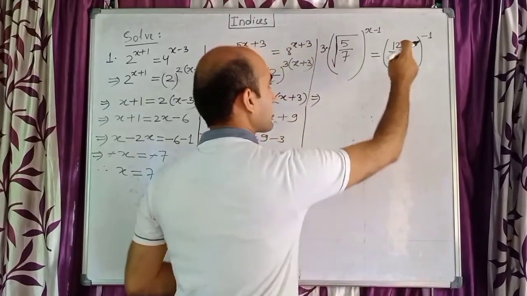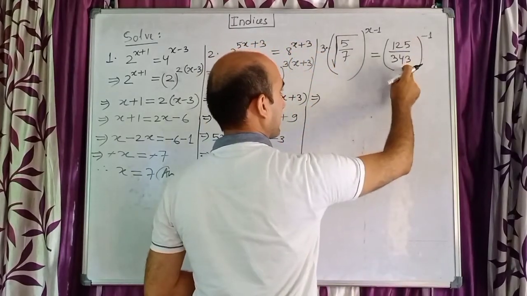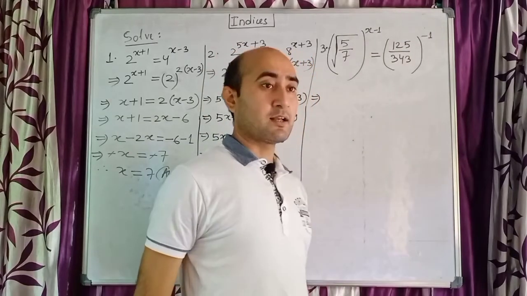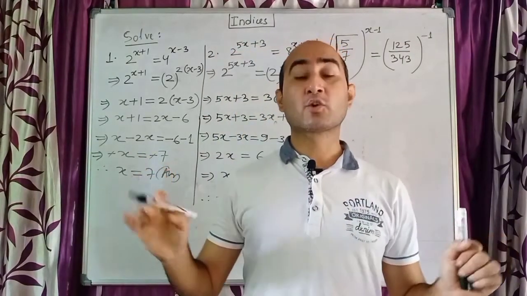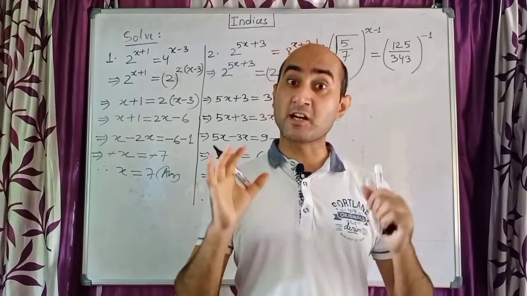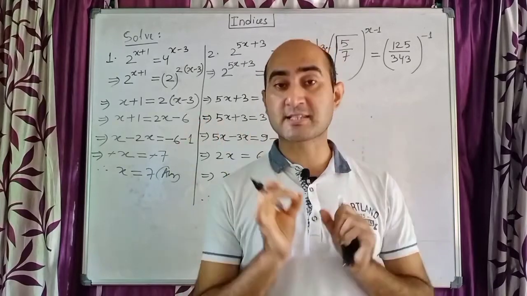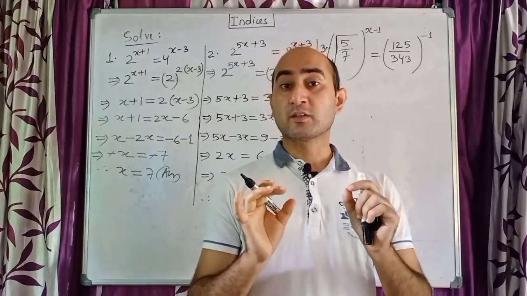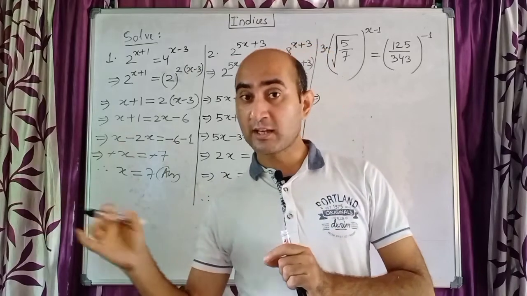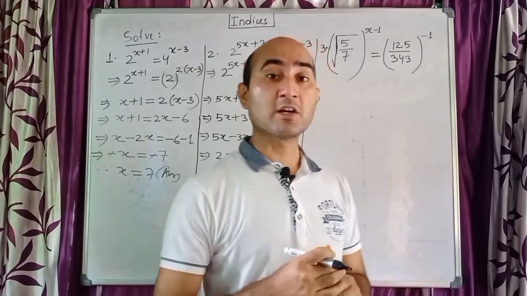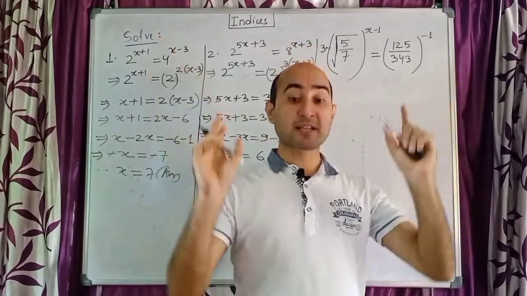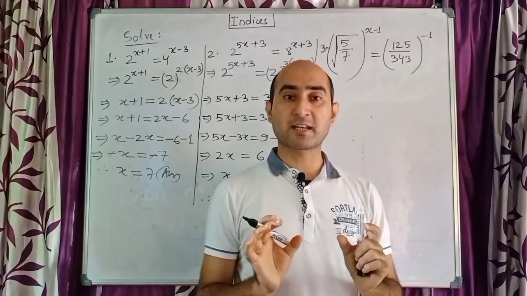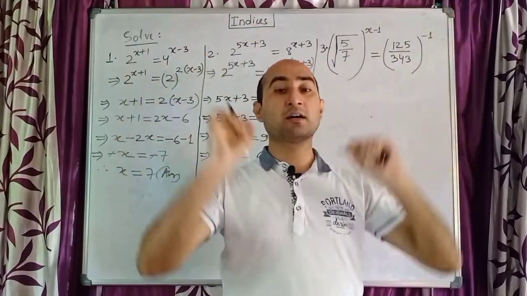So that means this is going to become 5 by 7, but here the power is minus 1. Now here we will not target to make the power positive, but we will target to make the base the same. The concept is very different compared to the other videos, because here we don't target the power, we target the base, and when the bases are equal, then we come to the power.